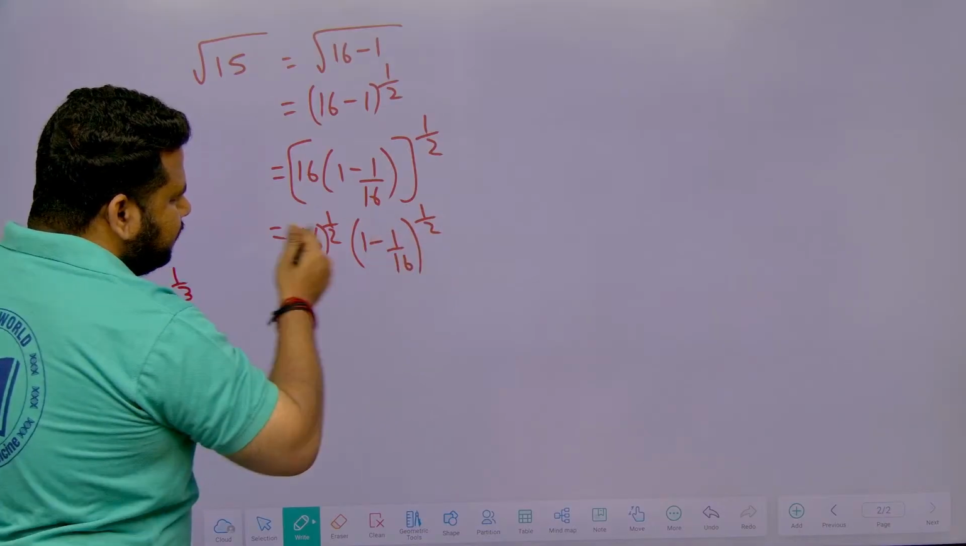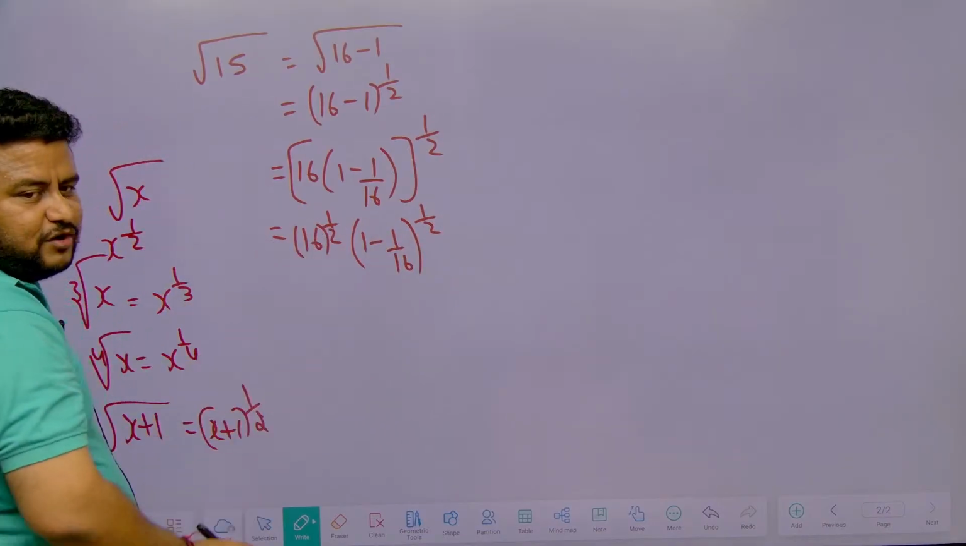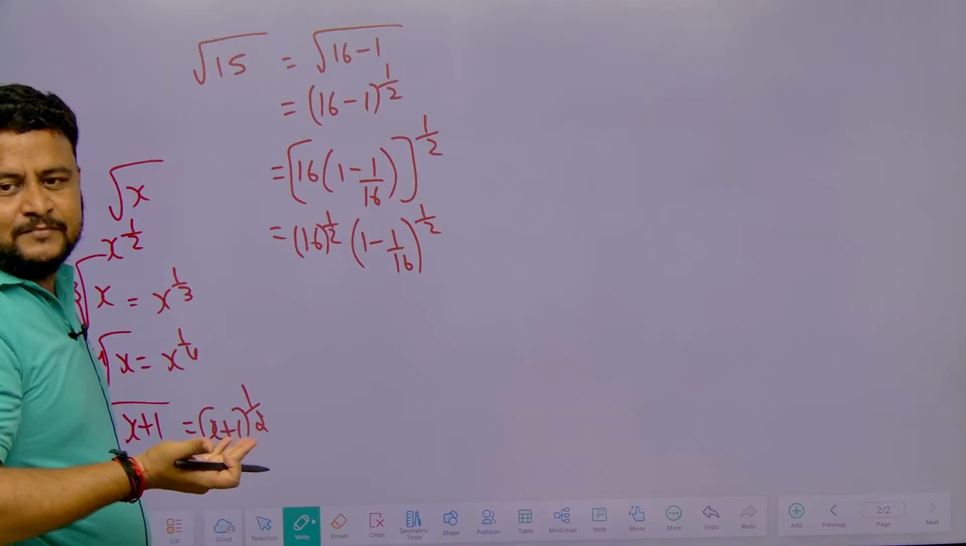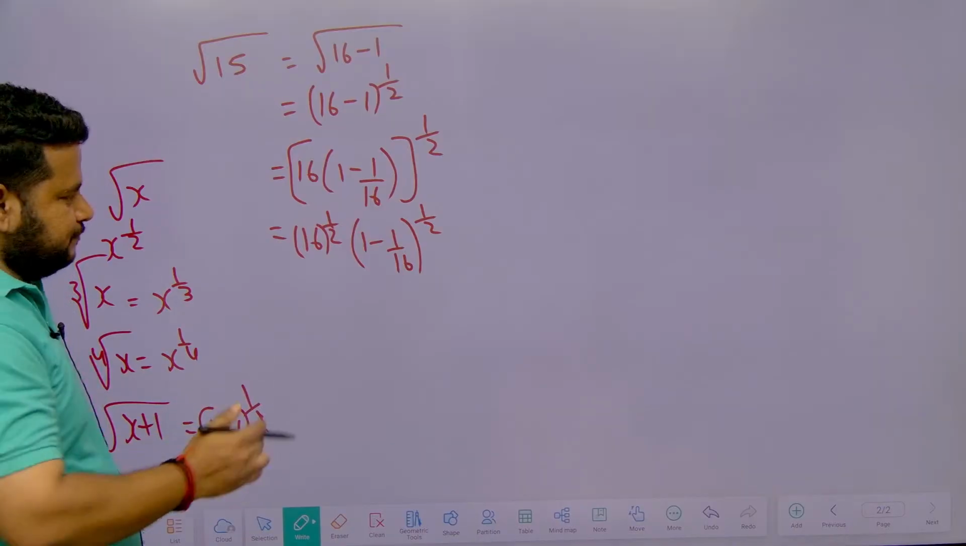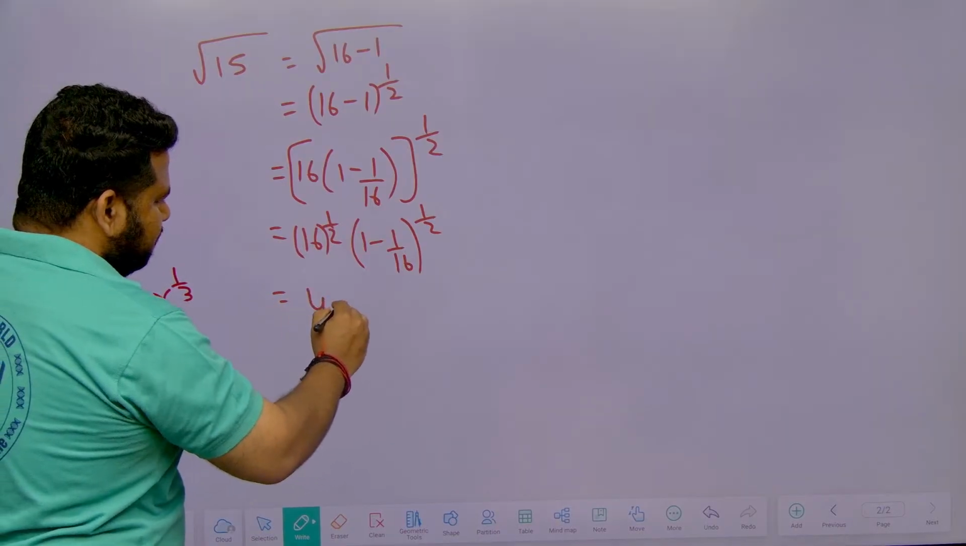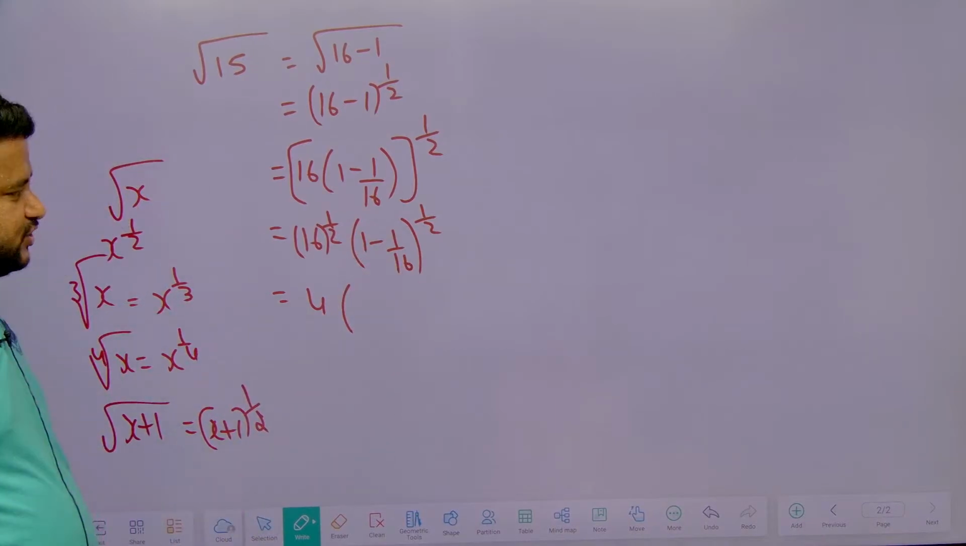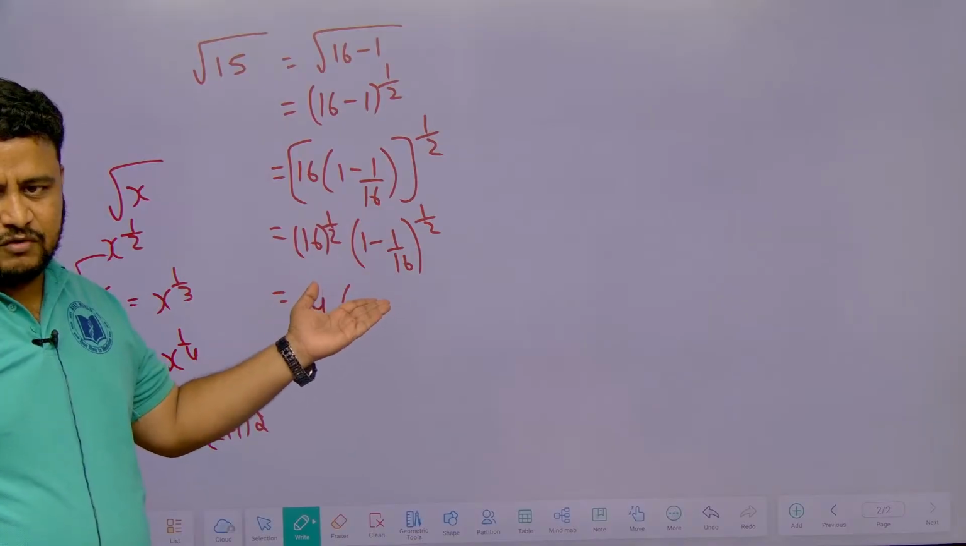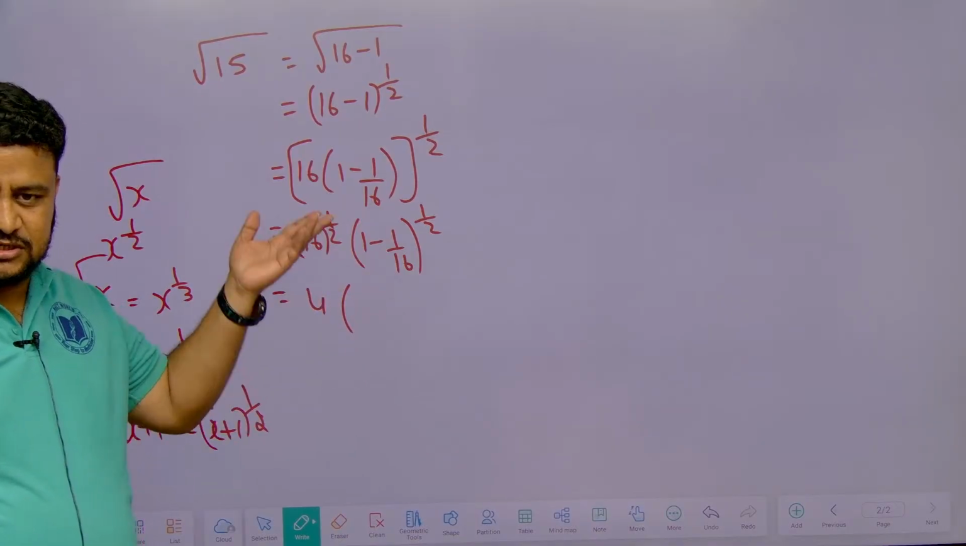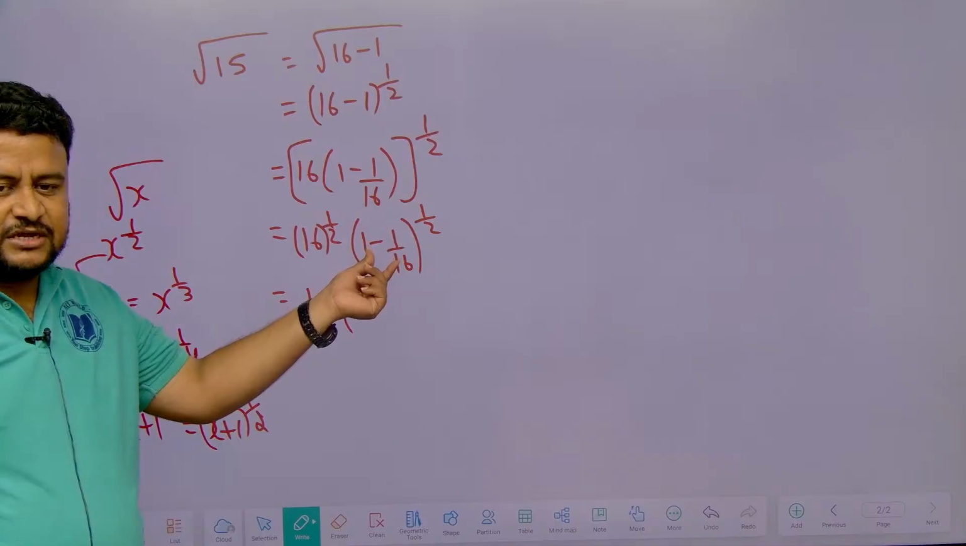So 16 to the power of 1 by 2 means square root of 16. Square root of 16 is 4. Now see here we are having 1 minus 1 by 16. 1 by 16 is a very small value. 1 by 16 means you will get 0.0 something. So definitely it is very small compared to 1.